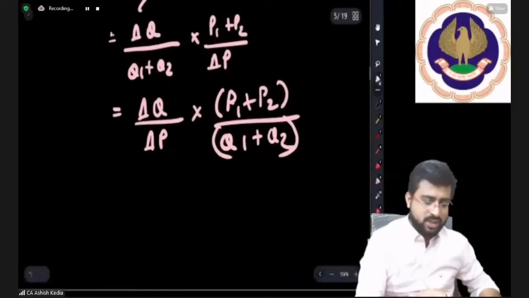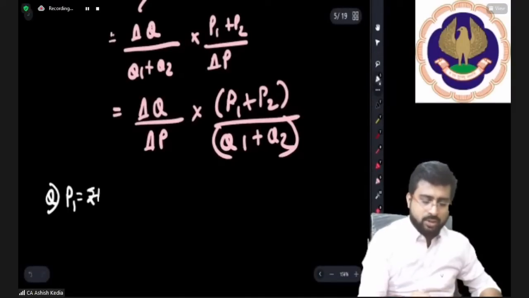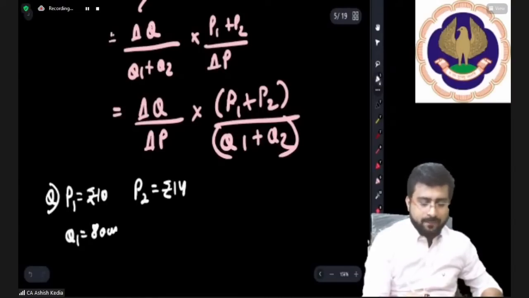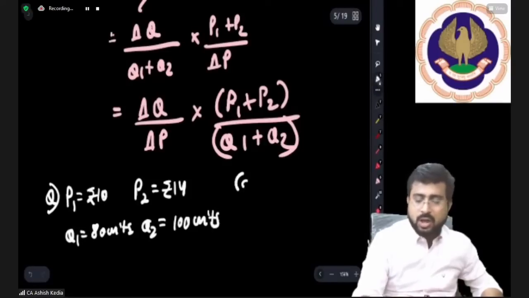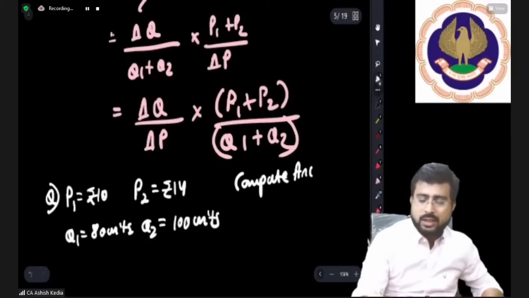Question is, you have to do it. The original price of the commodity was 10 rupees. The price has risen to 14 rupees. The original quantity was 80 units. Now the quantity has risen to 100 units. Compute arc elasticity of supply.